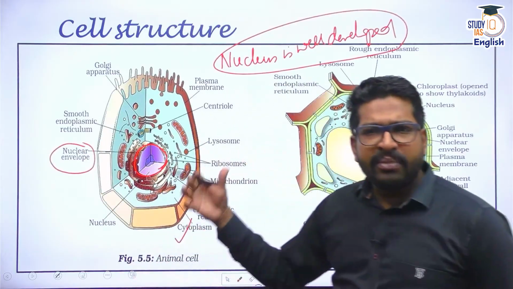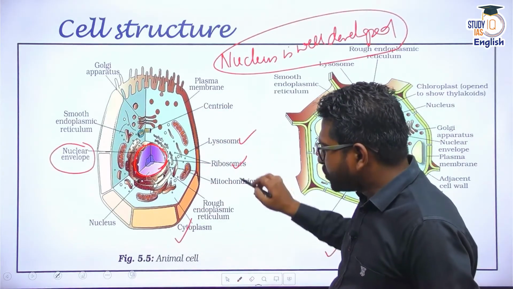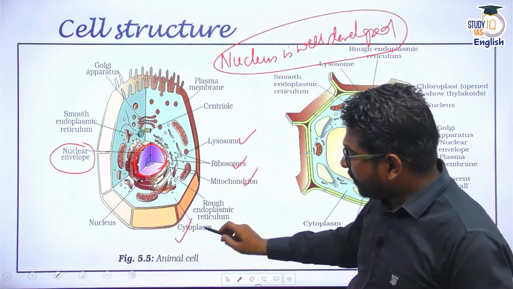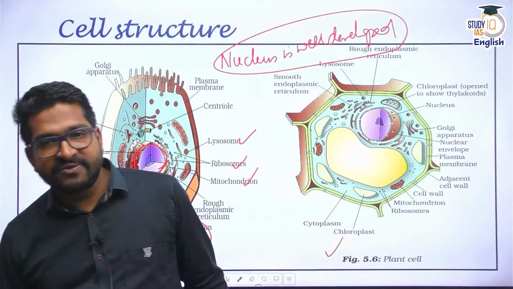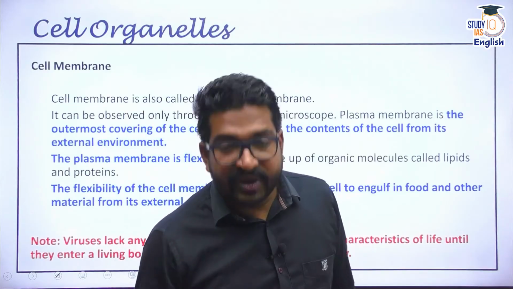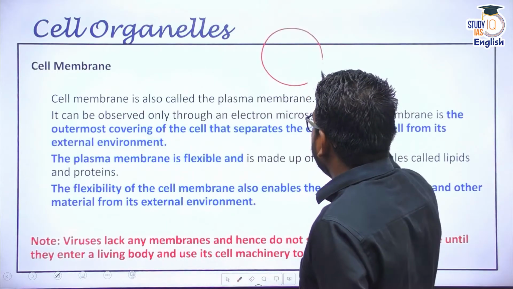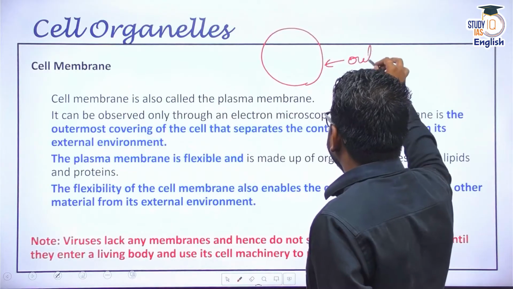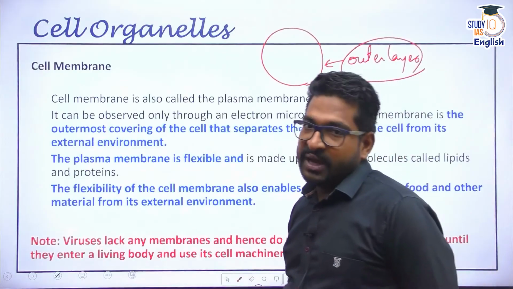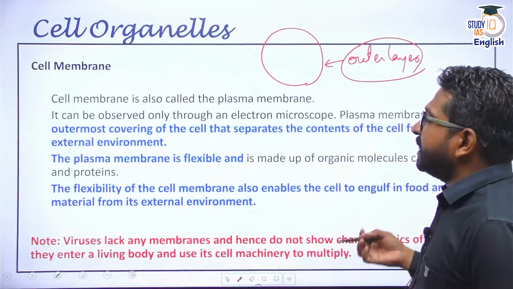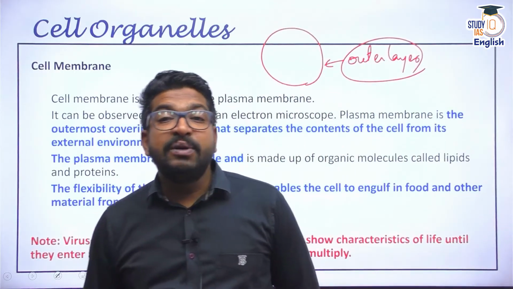Apart from that, there are many other organelles, like ribosomes, lysosomes, mitochondria, cytoplasm, right? We'll talk about some basic functions of these from NCERT. Now, as I told you, every cell will have a cell membrane. The cell membrane is the outer coating or outer layer of a cell. It is like the door of a cell. A cell membrane is composed of proteins and lipids, and it is semi-permeable.